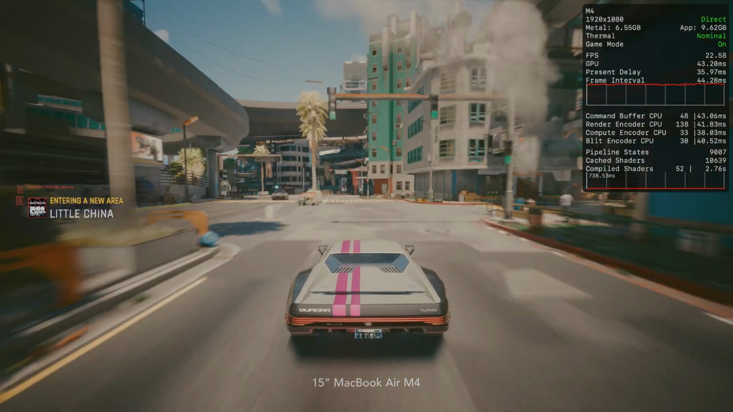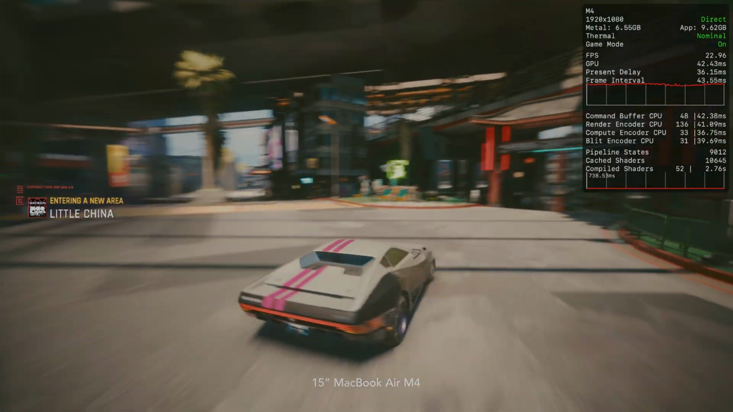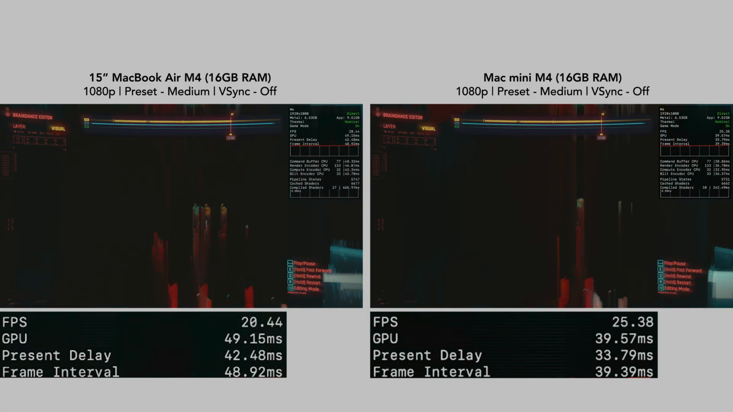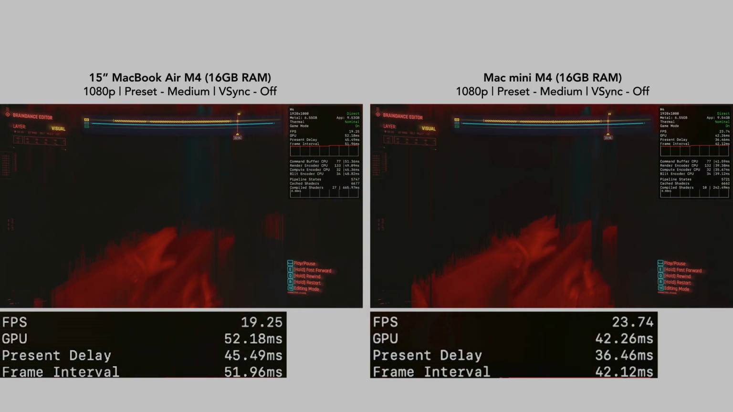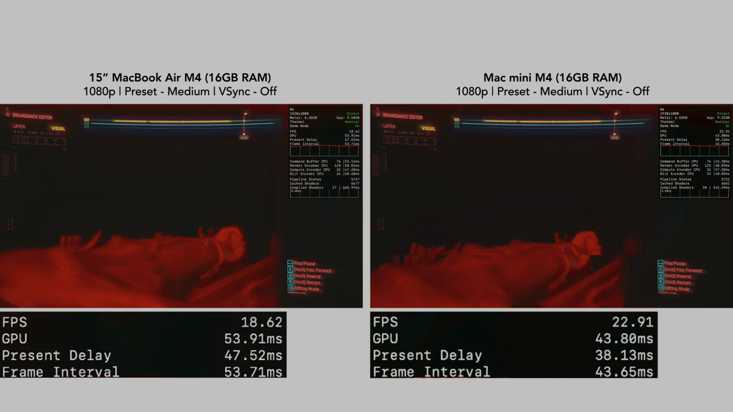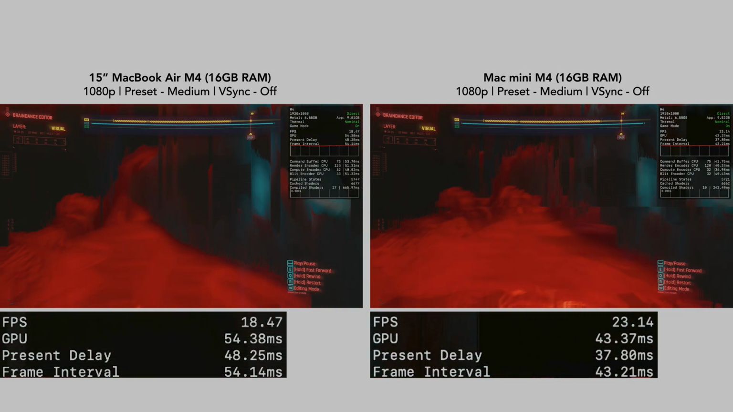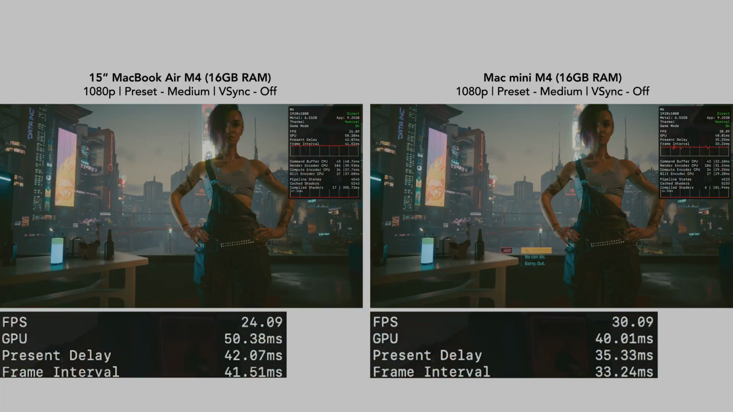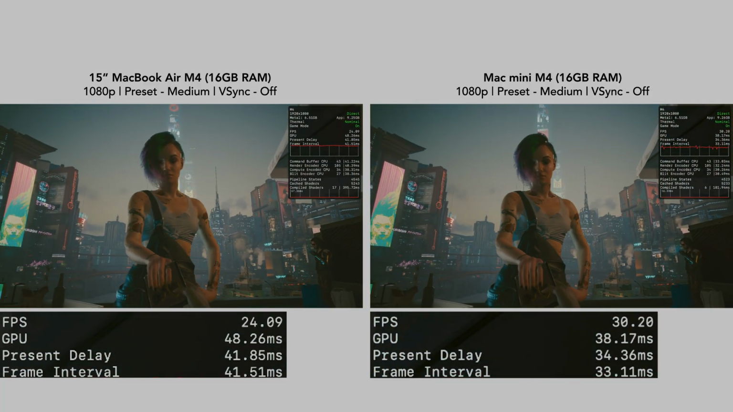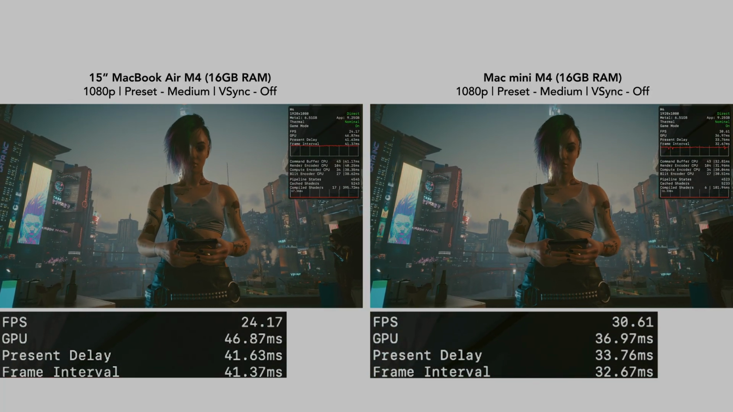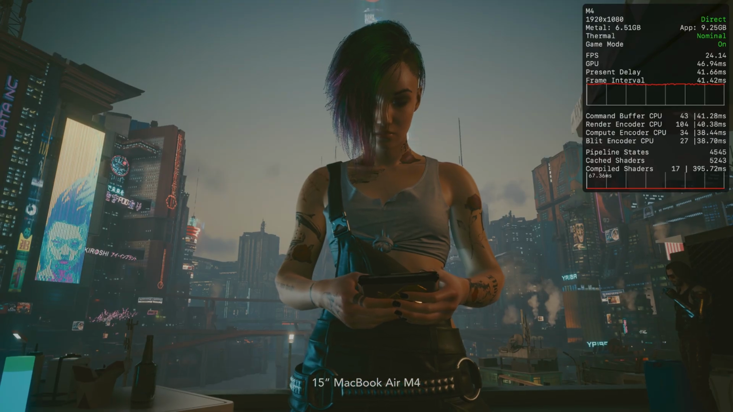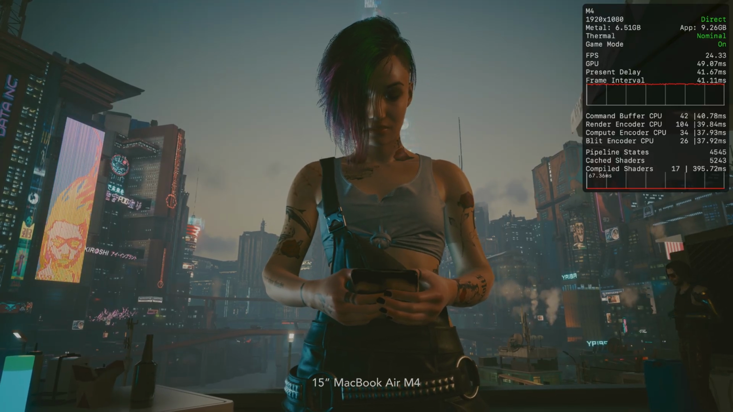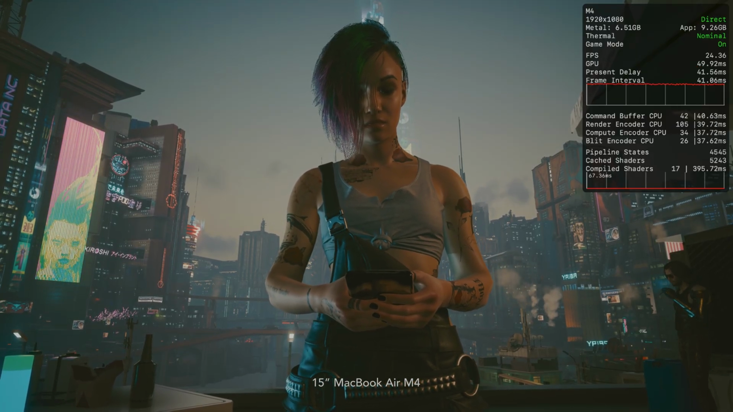What we can also notice is that the GPU frame time on the MacBook Air is significantly higher. For example, take this Brain Dance experience. It's showing over 50 ms on the MacBook Air, while on the Mac Mini it's down to 40 ms in the GPU. A lower GPU frame time means the GPU is rendering frames faster. The higher GPU frame time indicates that the GPU on the MacBook Air is struggling more to render each frame.